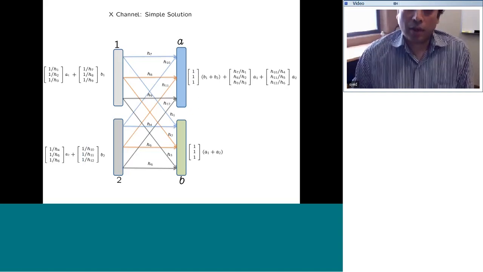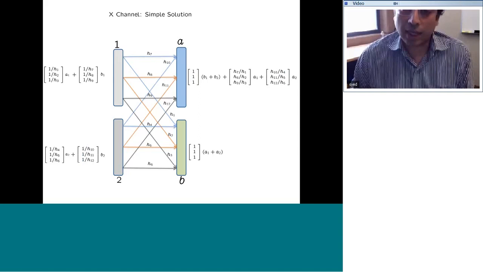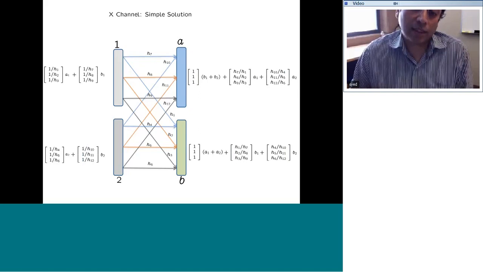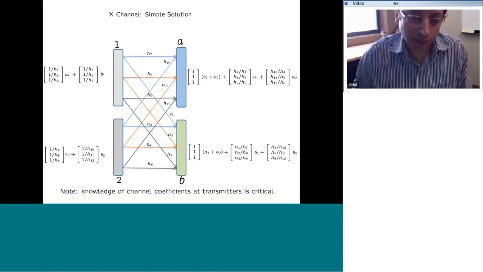Of course, now you have to write everything, because the desired symbols are also reaching their receivers, but you will see that they're not aligned. It's just a simple matter of checking that these things work out. Okay, so these desired symbols are in a space that's linearly independent. So in fact, you can solve these 3 equations to find your desired symbols. And that's interference alignment in this simple setting.